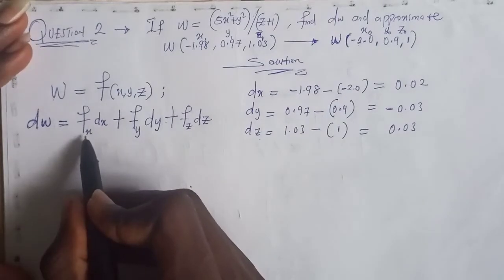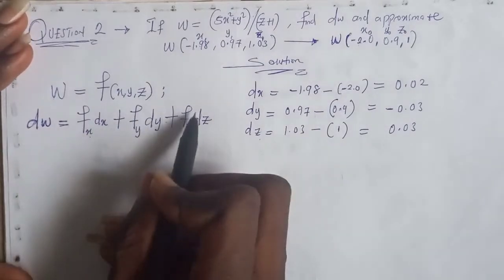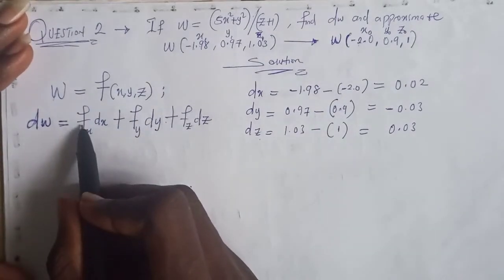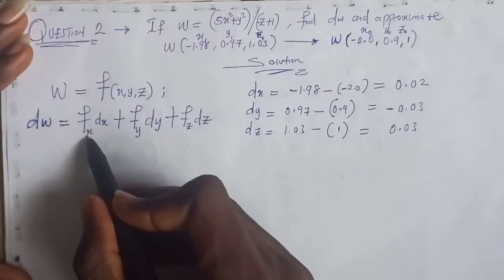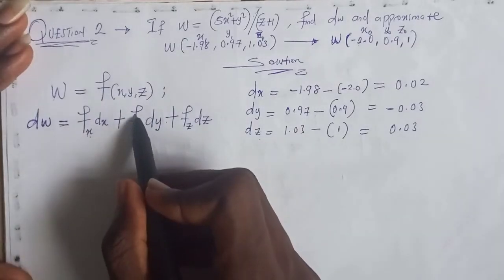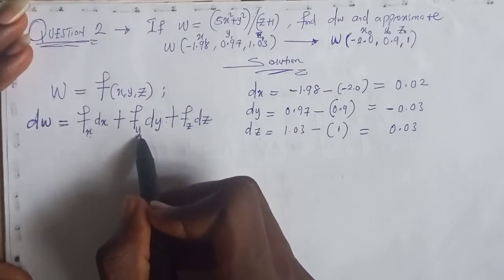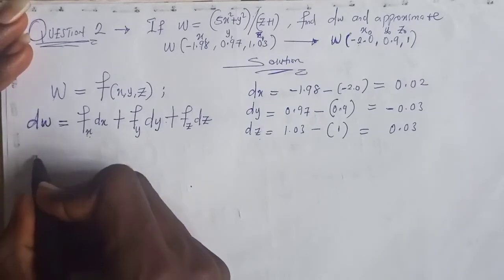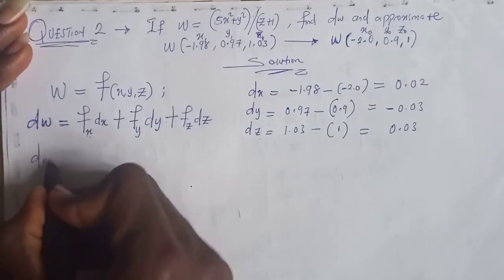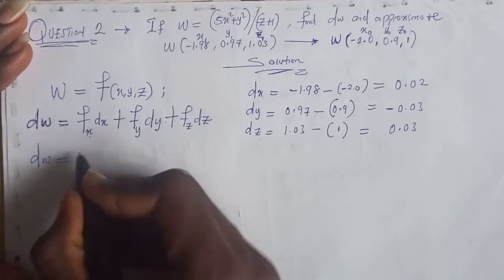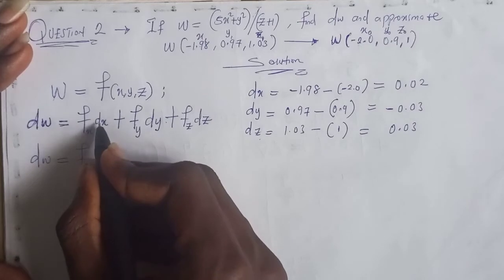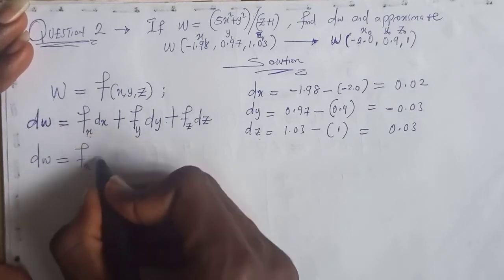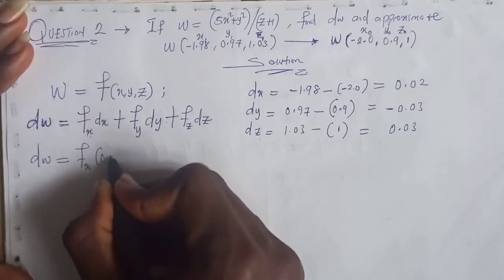The main work here is to find fx, fy, fz, where fx is the partial derivative of this function with respect to x, and the partial derivative of this function with respect to y, and like that. So for w, fx is not yet known, but I have gotten an answer for dx from my initial guess, which is 0.02.